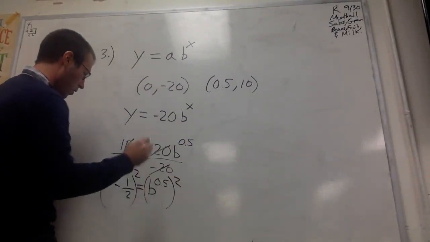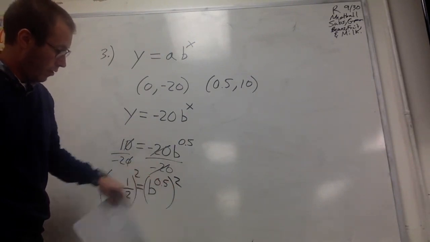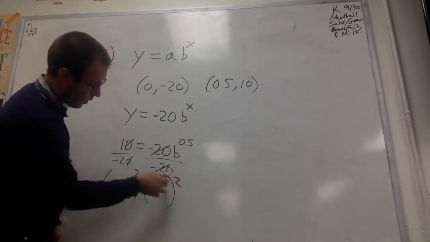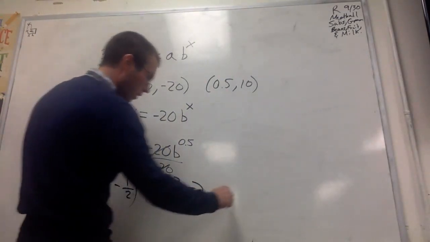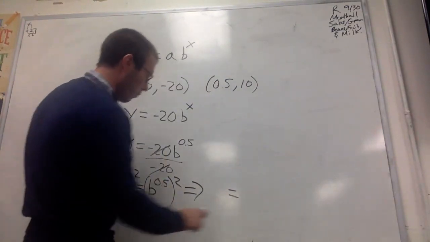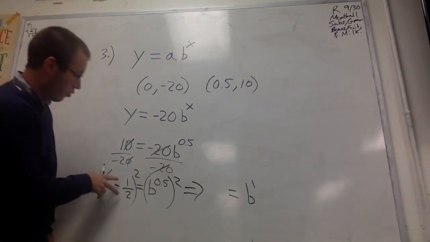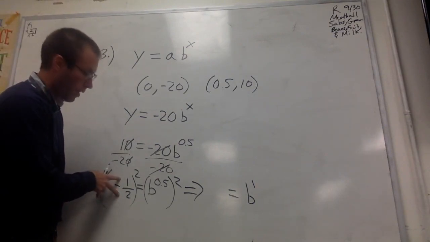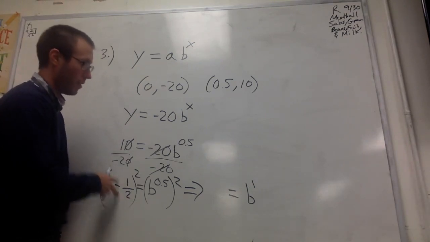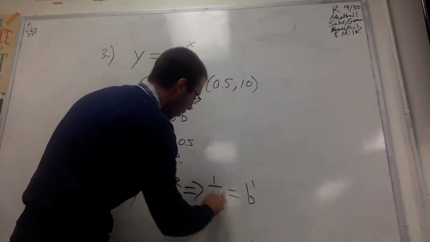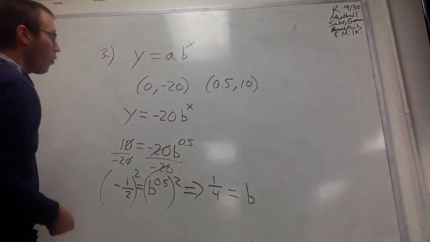And when I square 0.5 right here, when I'm squaring this whole entire thing, I'm going 2 times 0.5, which is 1. So this implies that we get b to the power of 1 on the right-hand side of my equation. And when I square negative 1/2, negative 1/2 times negative 1/2 is a positive 1 over 4. So in other words, b is just 1 over 4.